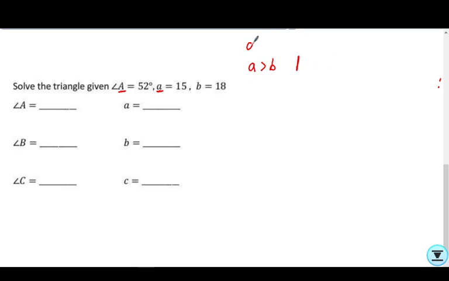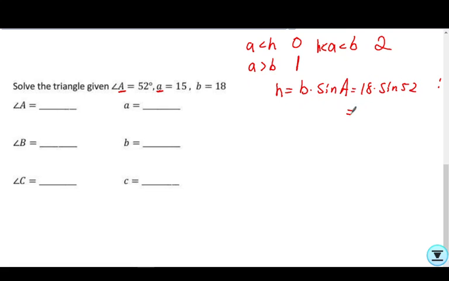Okay, if A is less than H, there are 0 solutions. If A is bigger than H but less than B, that's when I have 2 solutions. So the first thing I need to do is find my height. My height is B times the sine of A, and in this case it's 18 times the sine of 52, which ends up being 14.18. And yes, 15 is bigger than 14.18, so we have 2 solutions.